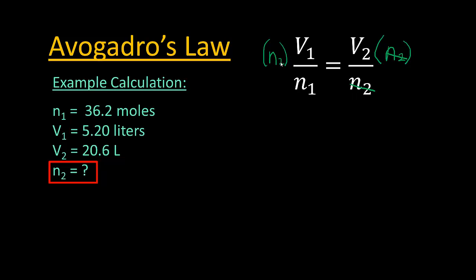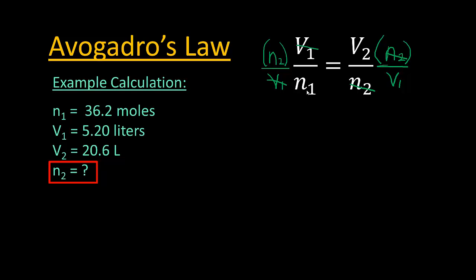Now over here, we have N2 on top, but we need to get it by itself, which means we need to get rid of V1 and N1. So we are going to look and see how the variables are related to the variable that we want to keep. We want to keep N2. So N2 and V1 are multiplied, so we have to do the opposite, which is division. So we are going to divide each side by V1. Now our V1 divided by V1 goes away.